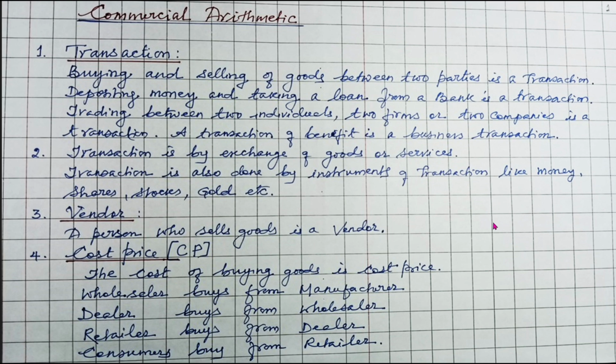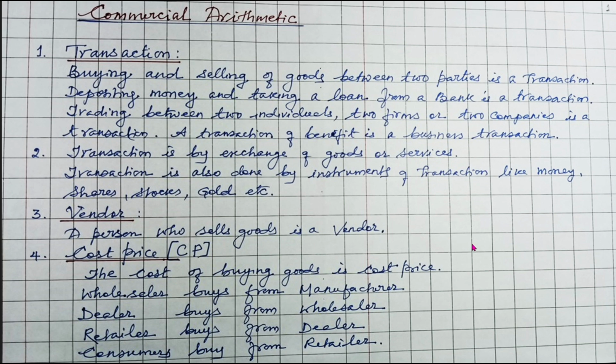Now, when we carry out a transaction, there are many people involved in it. The first person involved is the vendor. A person who sells goods is a vendor. A person who buys the goods is a purchaser. Now, when we sell or buy, we have to know what cost price, selling price, and so on are. The cost price is the cost of buying the goods.